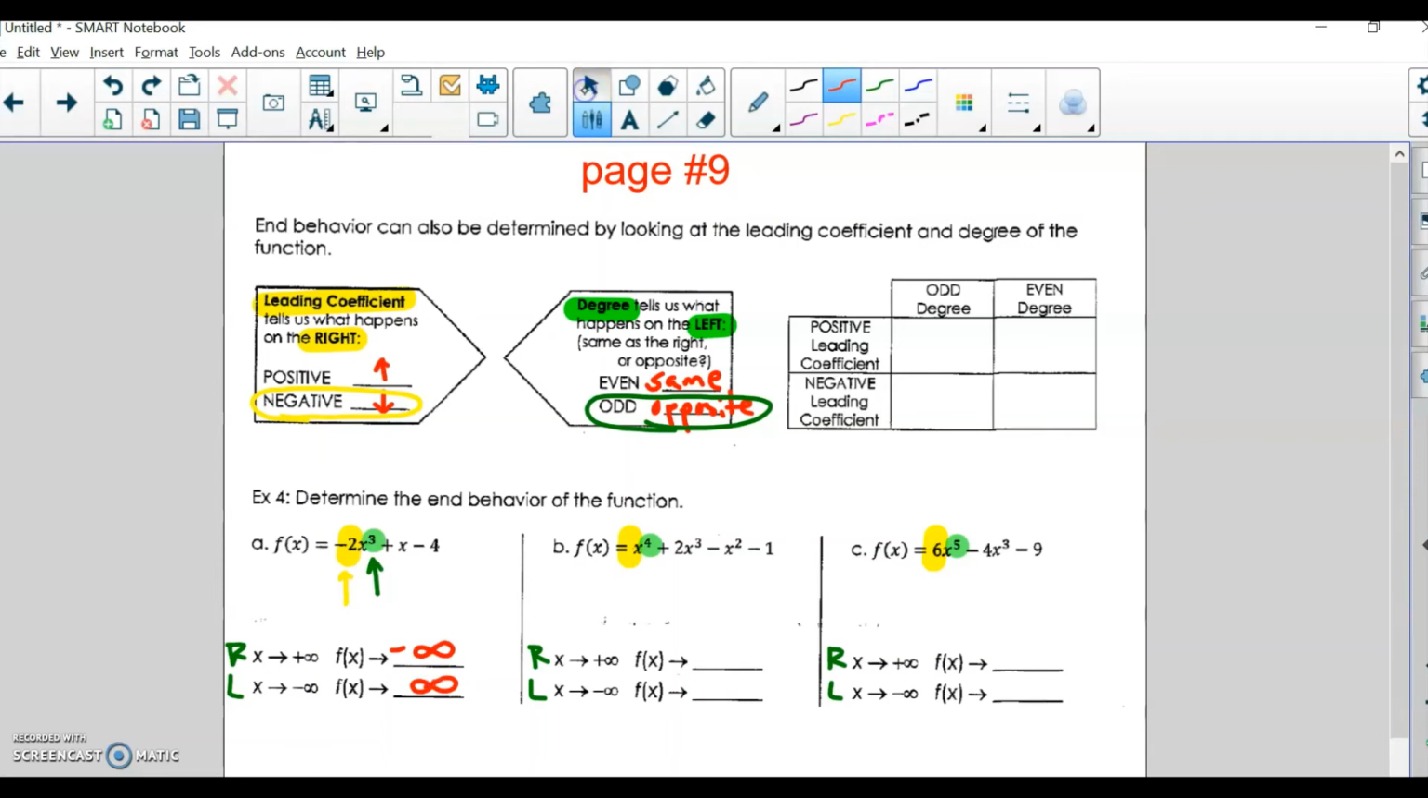I'm going to get rid of all those things that I circled. Actually, I'm just going to leave those. Over here, the leading coefficient on B is 1, which makes it a positive value. And with positive values, the right-hand side goes to positive infinity. Moving to the degree, it is an even number, so the left-hand side is going to do exactly what the right-hand side is going to do.